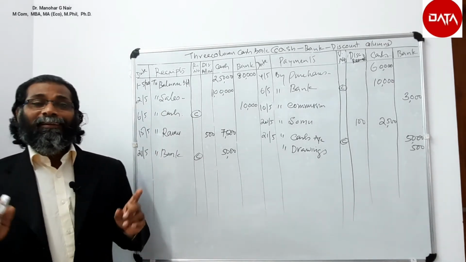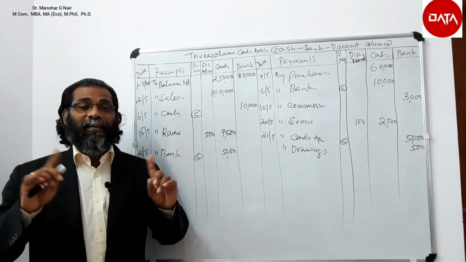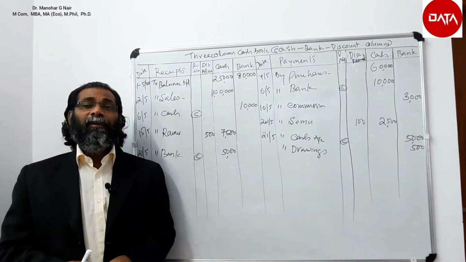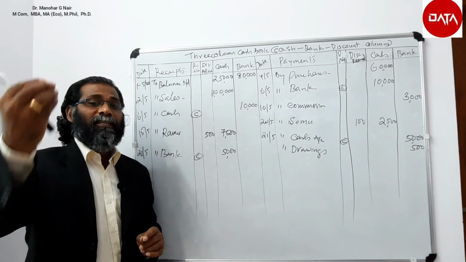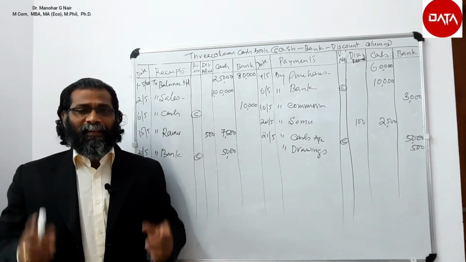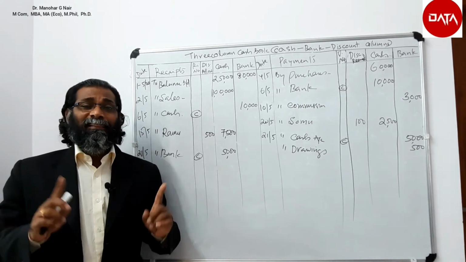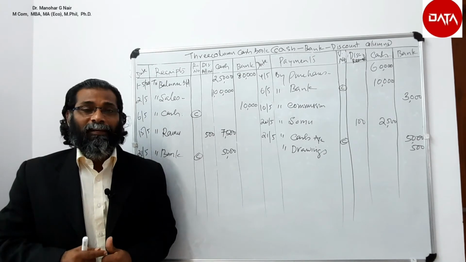Contra entry is nothing but an entry which makes impact on both sides of the cash book. Such an entry is said to be a contra entry. And the example is cash deposited with the bank and cash withdrawn from the bank. Both transactions will appear on the payment side as well as the receipt side of the cash book. We can call it a contra entry.